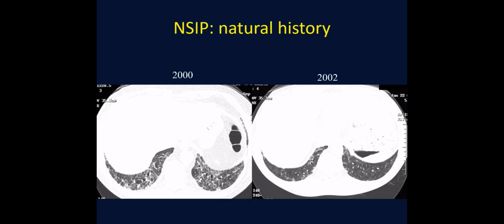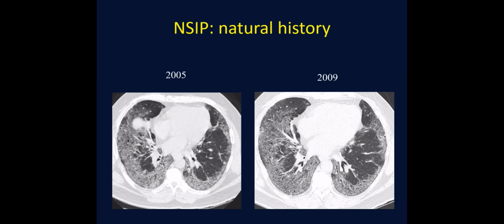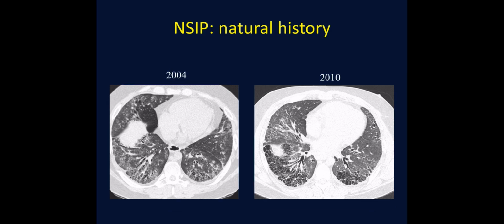Now, NSIP does have a better prognosis than UIP. Some cases, perhaps about 20%, get at least somewhat better over time, as you see in this case. Most cases, probably 50%, stay exactly the same when you follow them for many years. They just have persistent lung fibrosis without progression or without improvement. A minority of cases progress, and some of those over time progress to a more UIP-looking pattern.